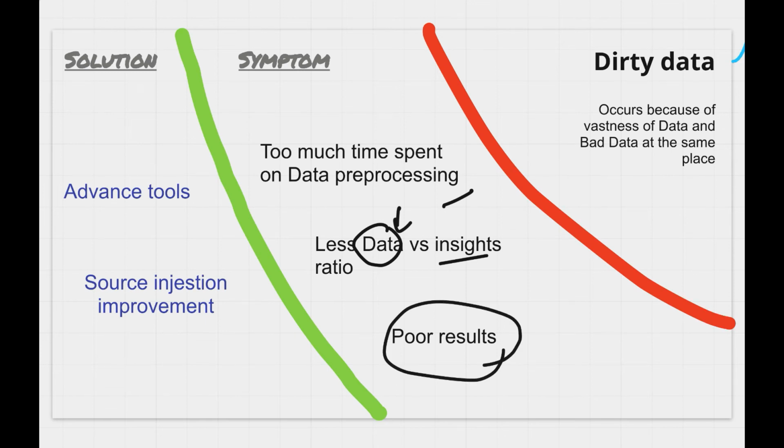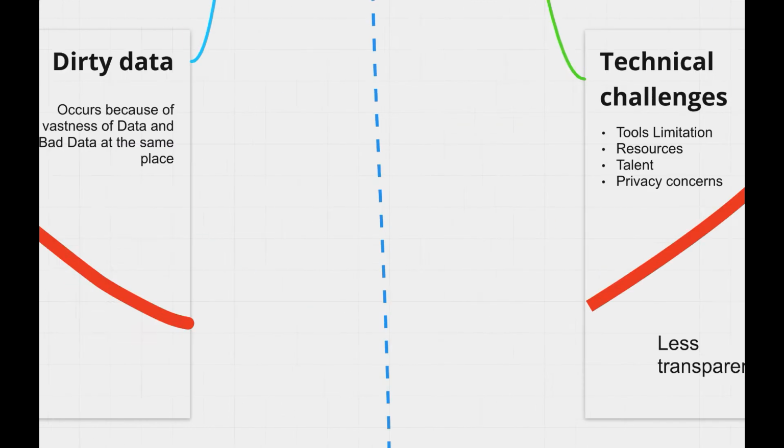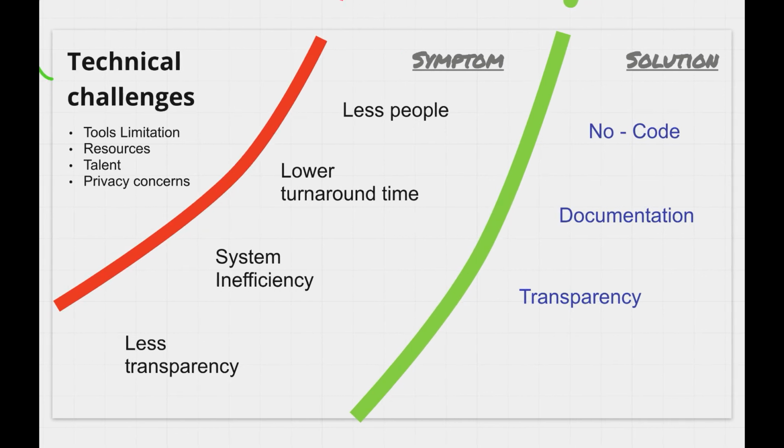The solution to this problem is, again, using advanced tools which can help in cleaning data better, or maybe the ingestion tools could be better, and also improving the source of how you're getting the data. Another problem that people face is divided into four sub-problems, in which you have technical challenges leading to tools limitation, resources, or problems in having the right talent, and privacy concerns have been a rising issue too.